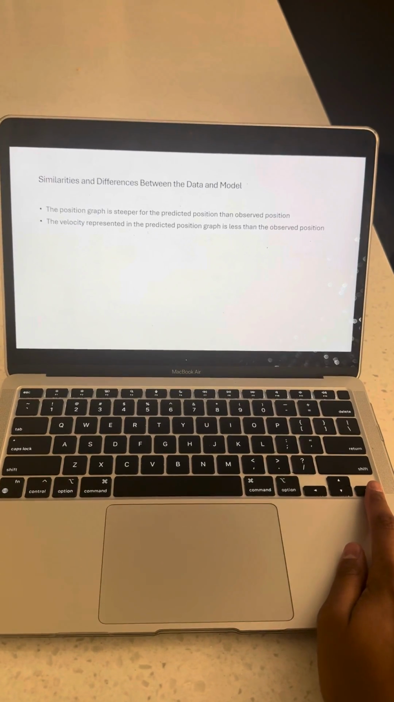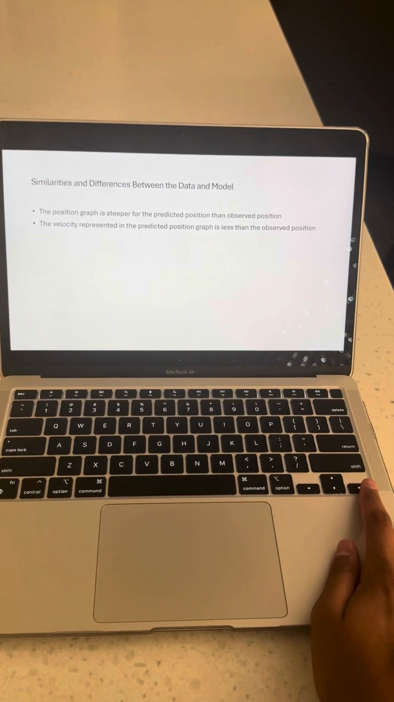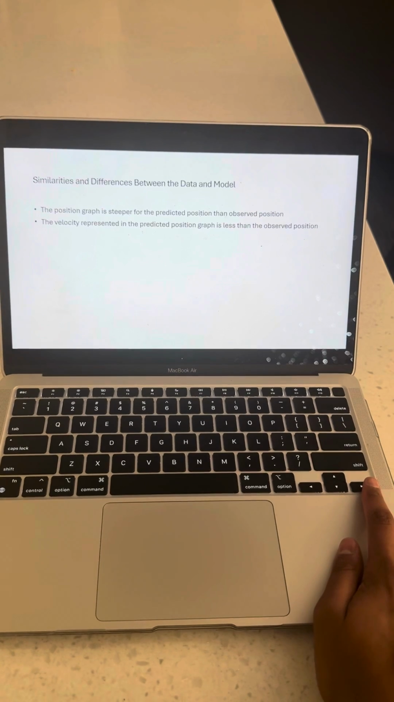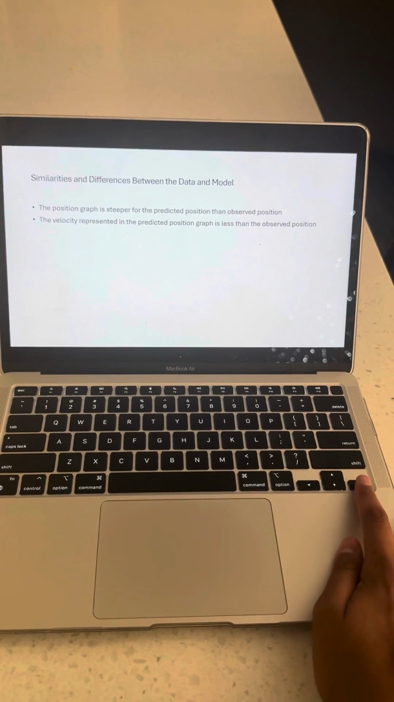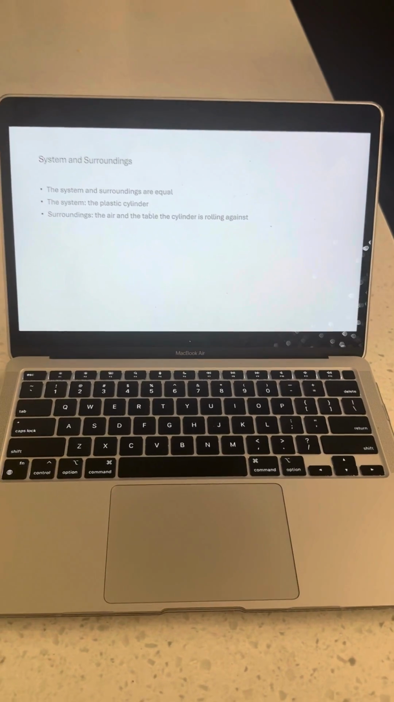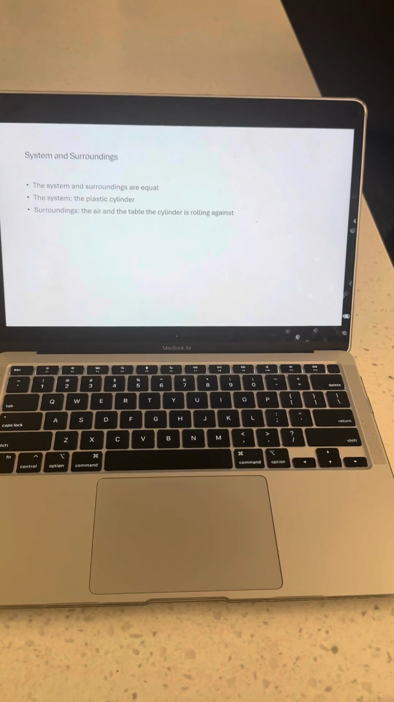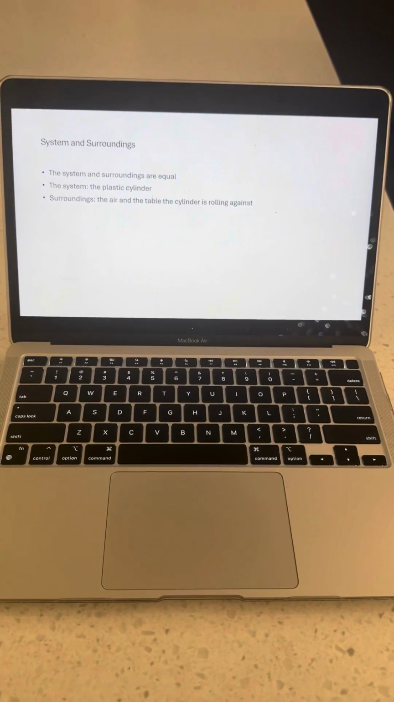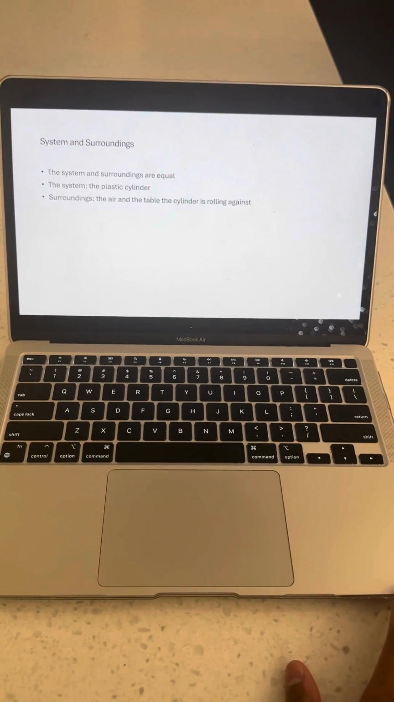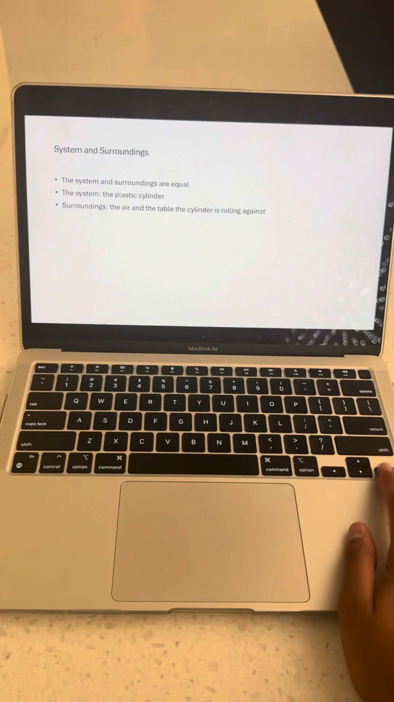The similarities and differences between the data and model: the position graph is steeper for the predicted position than the observed position, and the velocity represented in the predicted position graph is less than the observed position. The system and surroundings. The system and surroundings are at equal force. The system is the plastic cylinder, and the surroundings are the air and the table the cylinder is rolling against, meaning that the F net is 0 because the surroundings of the system have the same force.